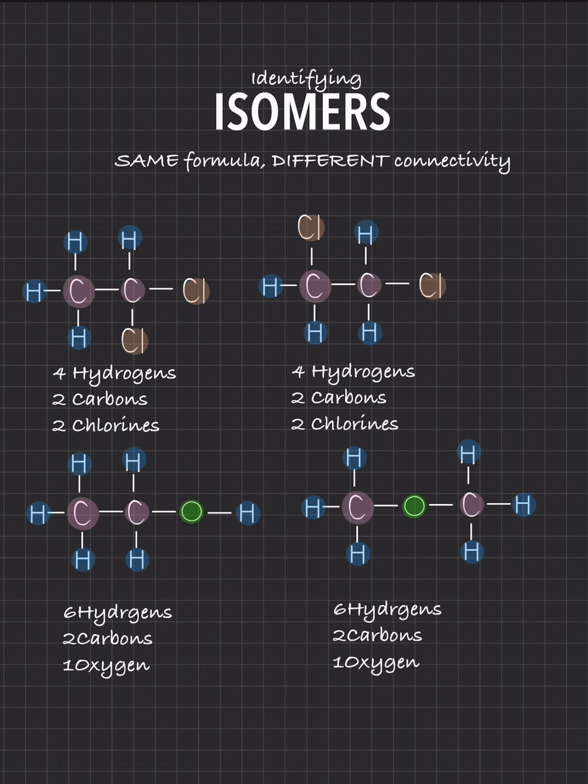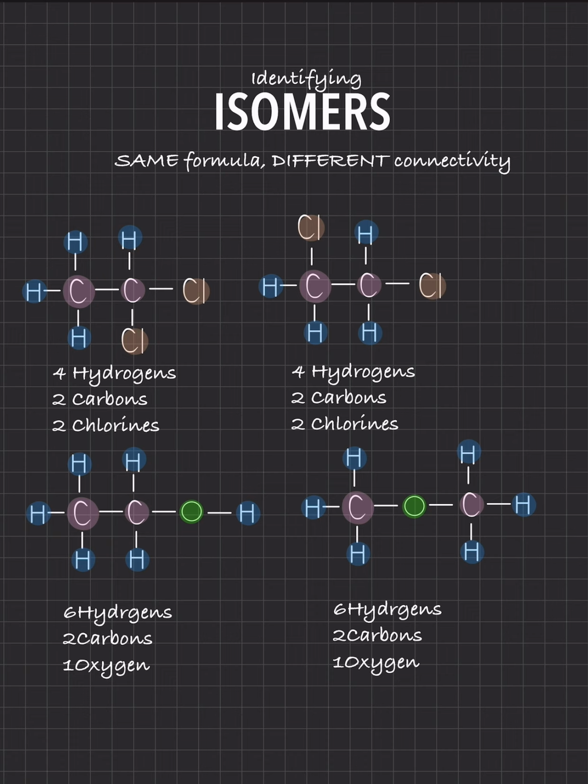But again, if that's too confusing, just know that the oxygen on the right is attached to 2 carbons, the oxygen on the left is attached to a carbon and a hydrogen. And so again, the connectivity is different, but if you count the atoms, it has 6 hydrogens, 2 carbons, and 1 oxygen, and therefore these 2 molecules are isomers.